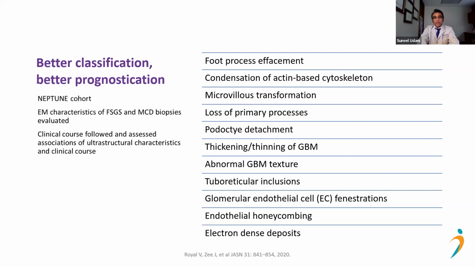This is a very interesting study led out of the University of Michigan and the NEPTUNE cohort, which many of you may be a part of, a collection of many individuals that have contributed their time and efforts and urine and blood to this effort of understanding these conditions better. They looked at electron microscopy characteristics of FSGS biopsies and minimal change biopsies. They specifically focused on all these little parts of the biopsy: foot process effacement, condensation of the actin-based cytoskeleton, microvillus transformation, all these terms that are really only familiar to pathologists and some nephrologists. But they looked to see whether, looking at these all specifically, they could develop categories.